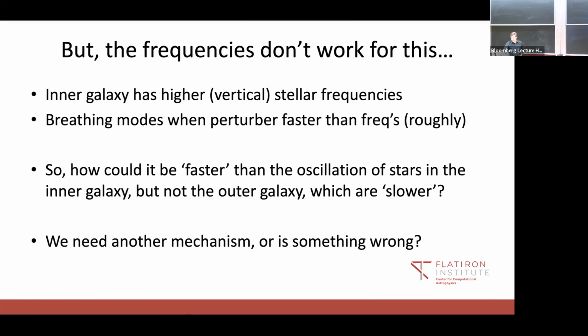And the picture I just gave you doesn't work for this. I said that when you have a really fast interaction, if the satellite goes by faster than the vertical frequency of stars, it will induce a breathing mode. If it's slower, it will induce a bending mode. Well, you can't be faster than the stars in the inner galaxy, which oscillate up and down much quicker than the stars in the outer galaxy, which is slower. So this little toy hand-wavy model doesn't work. We need another mechanism, or our understanding of it is just completely wrong in the first place.